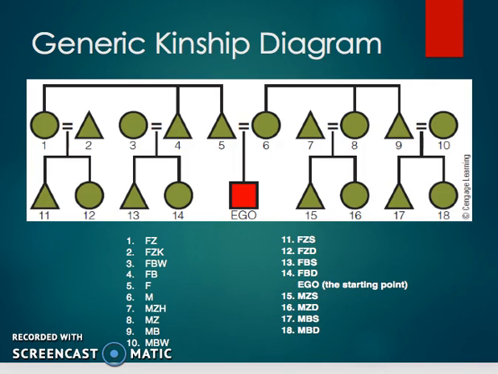Here is a basic generic kinship diagram with ego's generation and ego's parents' generation. Starting from ego, it's pretty easy to trace ego's relationships to everyone on the chart. Number 1, for example, is father's sister, FZ. Number 18 is mother's brother's daughter, MBD. Please pause for a moment to verify that you've understood how this works.